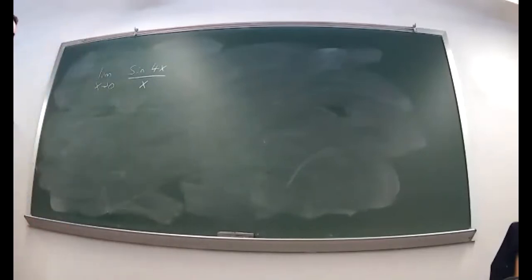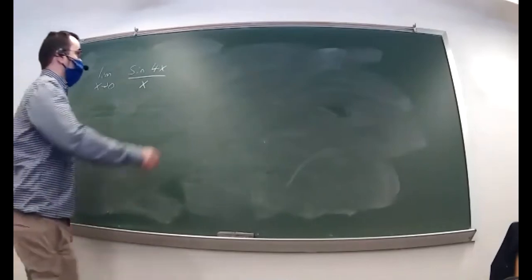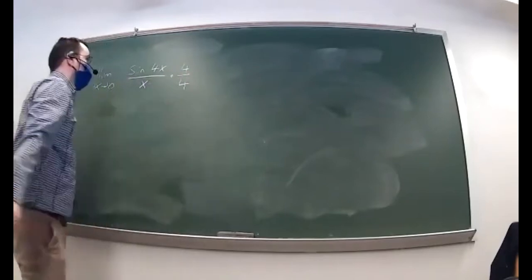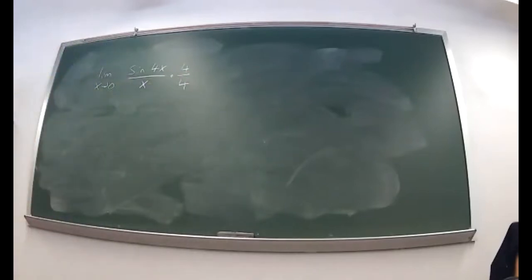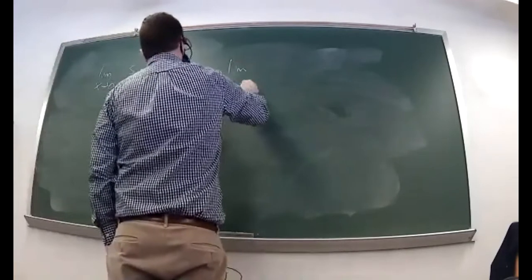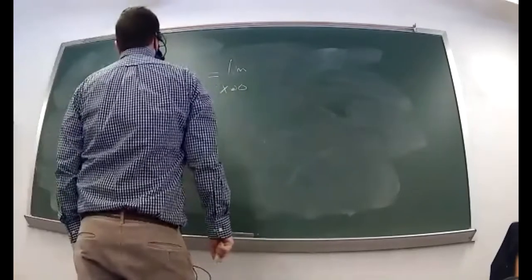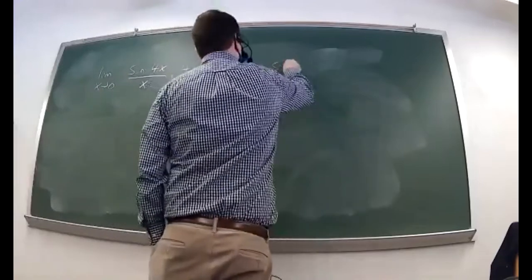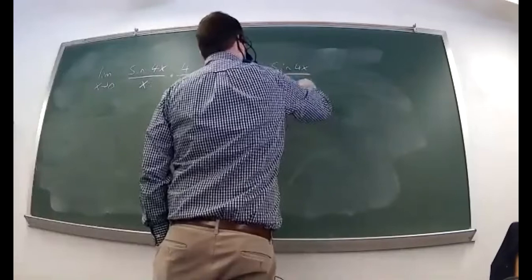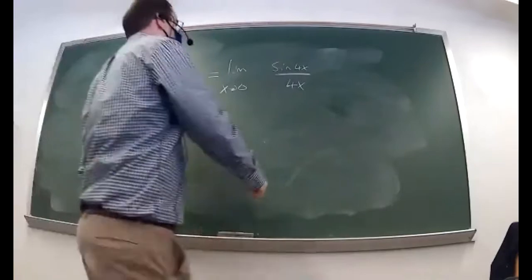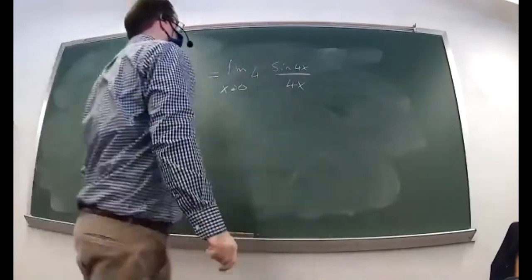And here's the trick. It's this mathematician's trick of multiplying something by the number 1. And in this case, I'm going to write 1 is equal to 4 over 4. And the reason why I like this is because now you've got the limit as x goes to 0 of, well, on the denominator, I've got 4x. And in the numerator, I've got 4 times sine 4x, but I'm going to put the 4 out here.